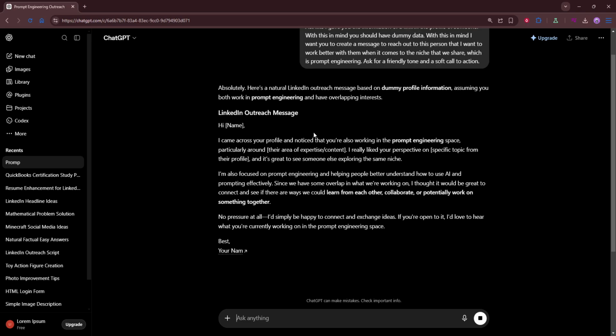When the message feels right, send it and track replies. Keeping track helps you learn what kinds of messages get responses, so you can improve your outreach over time and make the process even more effective.